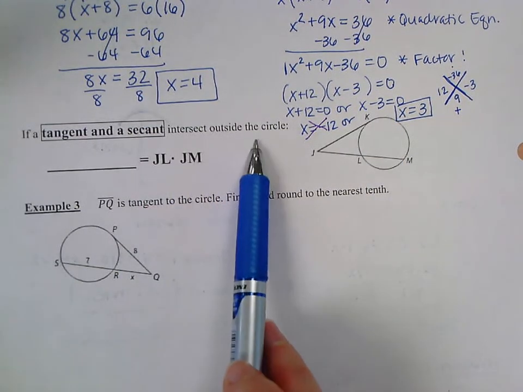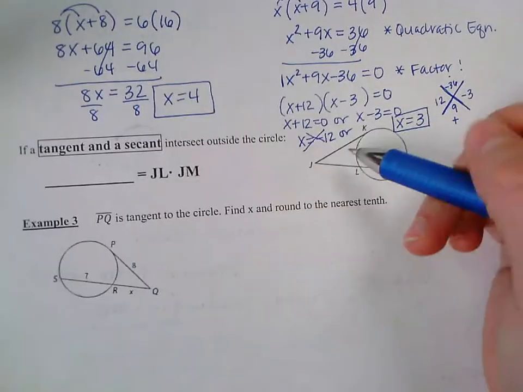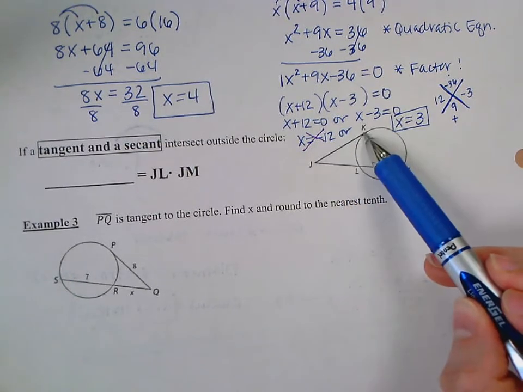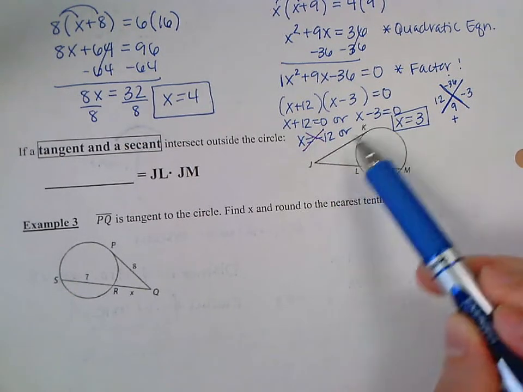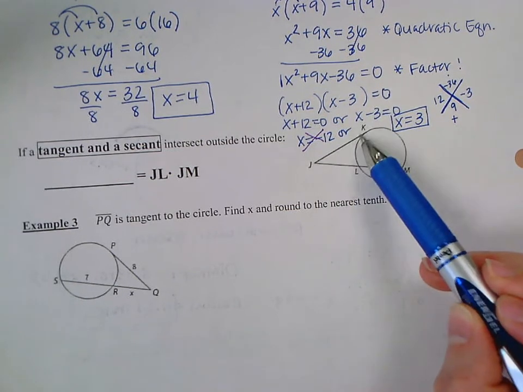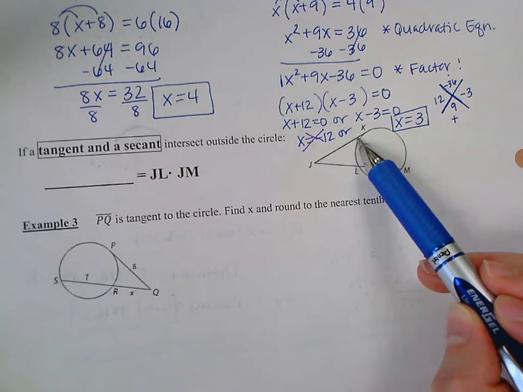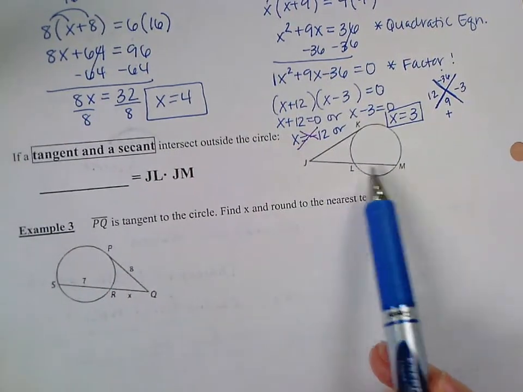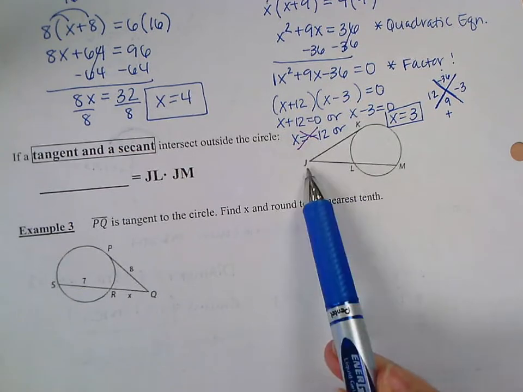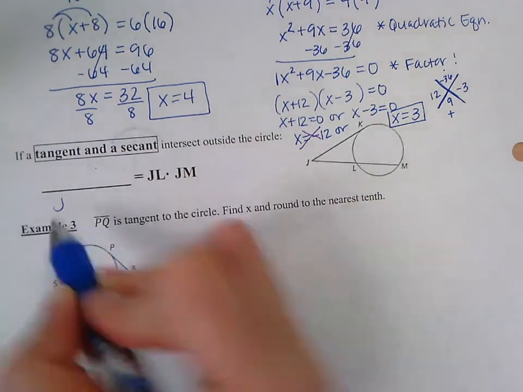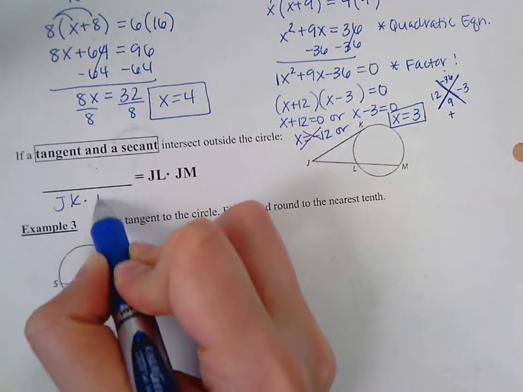So the way to think through this is this tangent line, and if you think of exterior multiplied by the whole segment, this tangent line is the exterior because it's outside of the circle, but it's also the entire segment. So it's the exterior and it's the entire segment. So here you have the JL times the JM, so the exterior times the whole. On this side, the JK is the exterior times the JK is the whole.